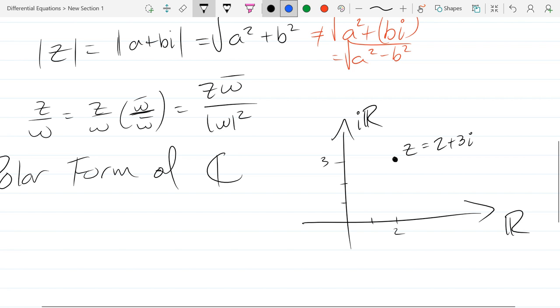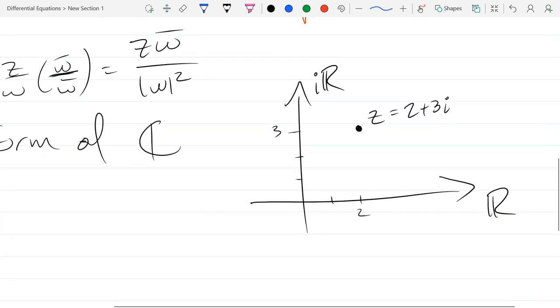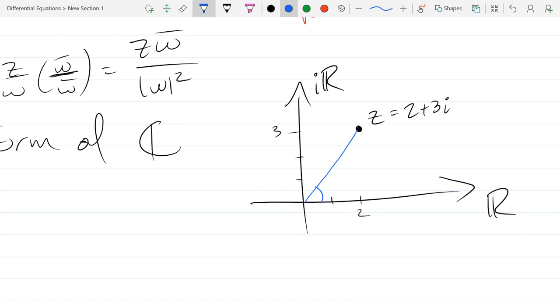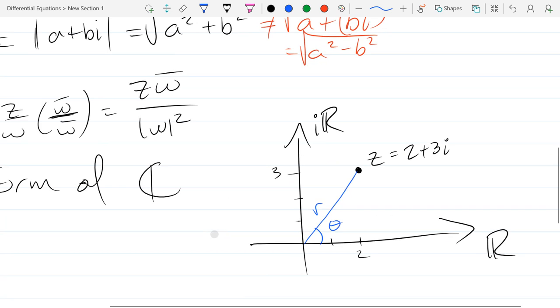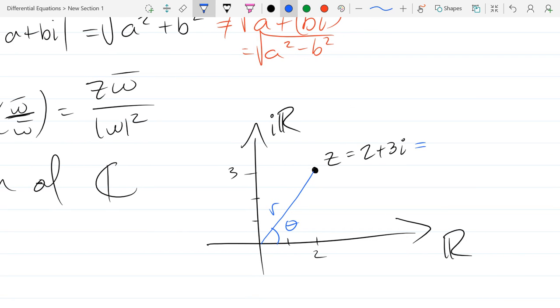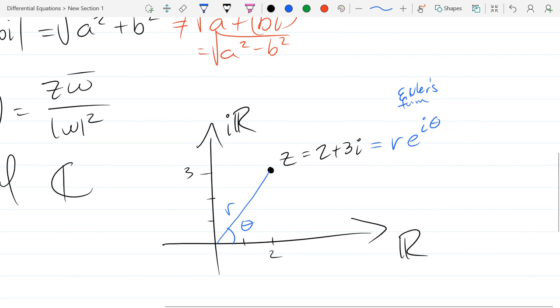And if we go to polar coordinates, I'll switch to blue. If we change to polar coordinates, we measure the same number, the same point, in a different way. We have a radius r and an angle theta. So you're basically aiming or picking a trajectory with theta, and then you're going out some amount with the radius. And there's two ways to write the form. The most efficient way is r e to the i theta. That's called Euler's. There's another way to write it out.